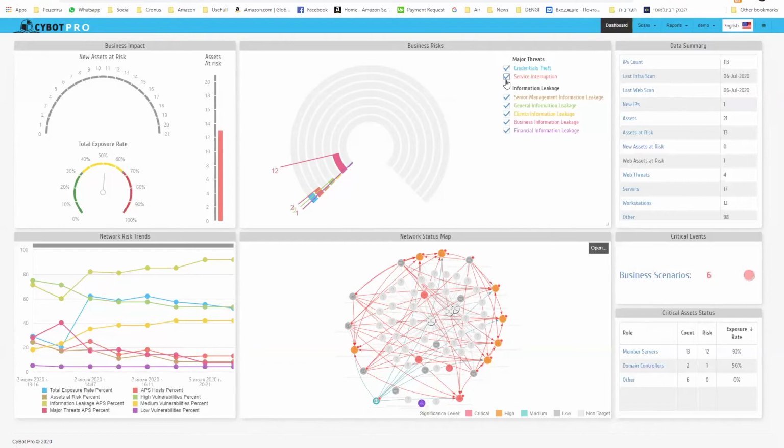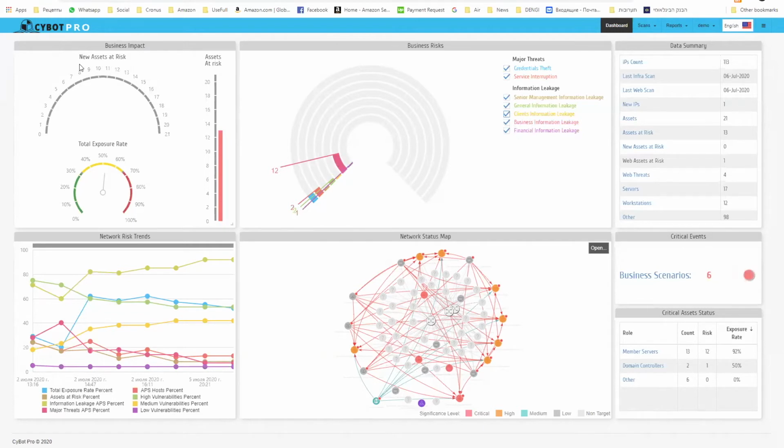Let's go over the dashboard. First of all, we can see here the business risks that were found during the scanning. We can see that this widget is very flexible. We can remove checkboxes, take them back, and you can see the exact percentage of business information leakage, for example, from the whole variety of risks that were identified.